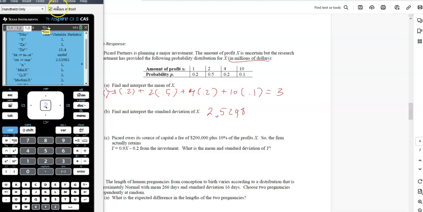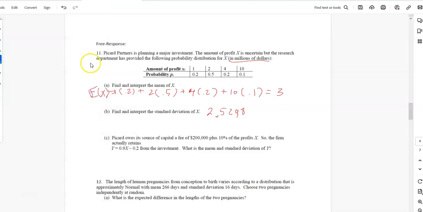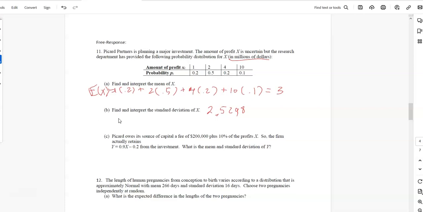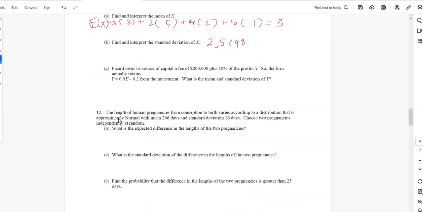There is a formula way of doing that, and I'll show you that in a second. If we had many of these investments, then we would expect that the investments would deviate from the mean, or differ from the mean, by about $2.5298 million. That's the interpretation in the context of the problem.